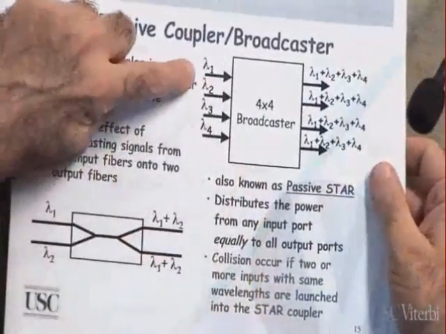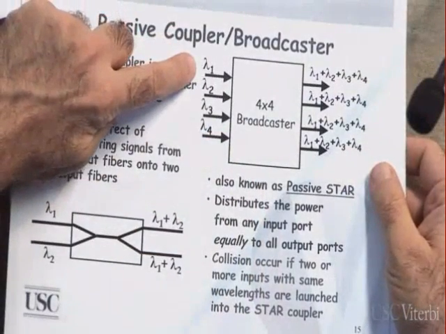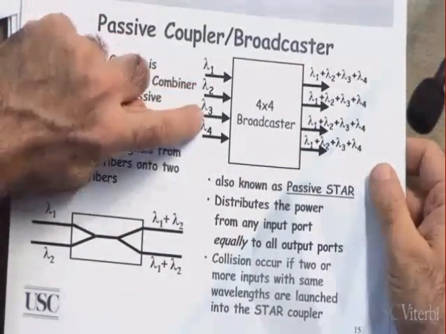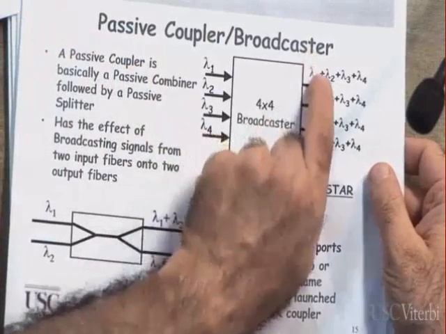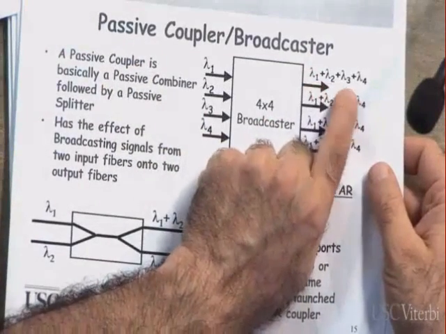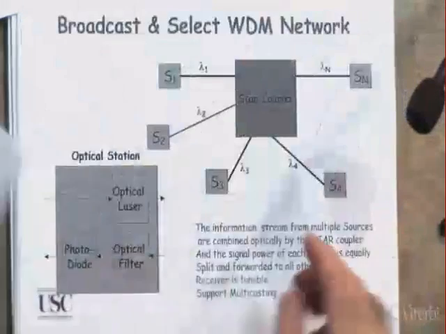How many inputs do we have in this example? 4 inputs. At what wavelengths? Lambda 1, lambda 2, lambda 3, lambda 4. How many outputs? 4 outputs, at wavelengths lambda 1, lambda 2, lambda 3, lambda 4. Clear? Now listen to me.